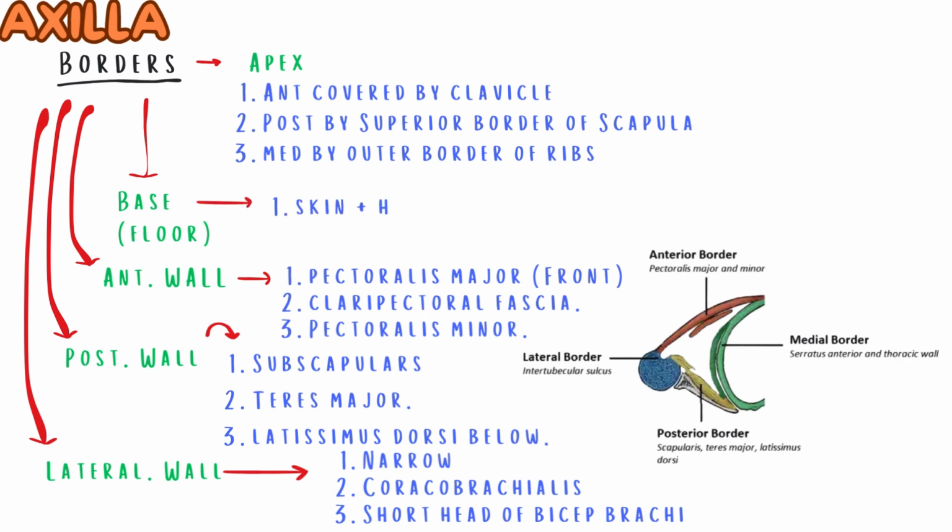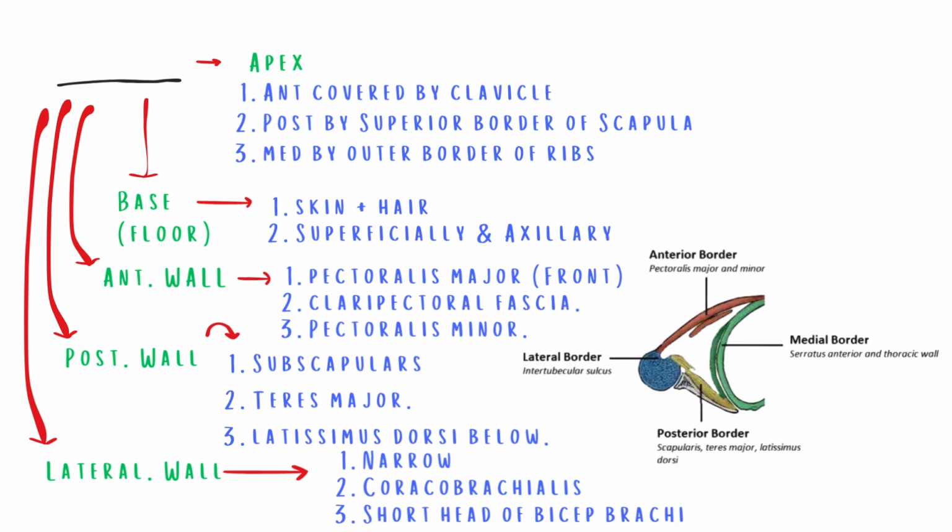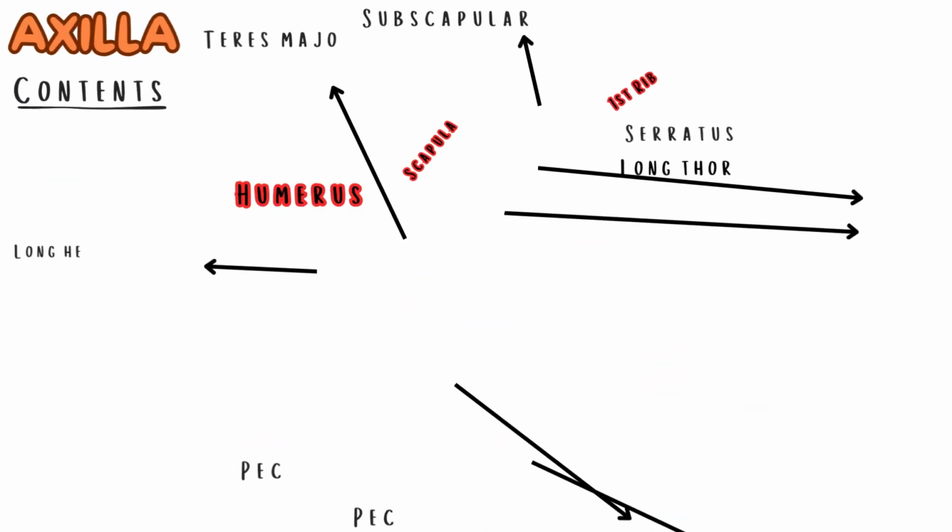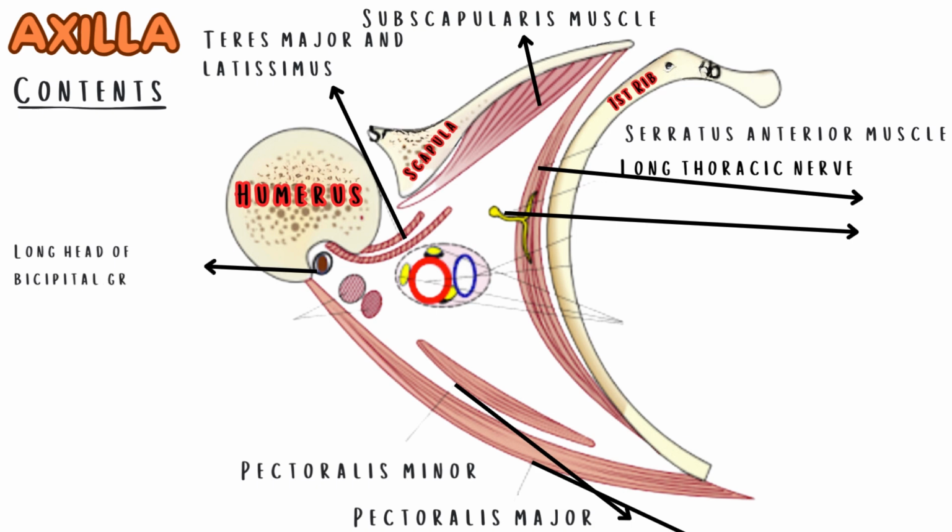Lastly, the base is superficially covered by the skin. The size and shape of the axilla varies with arm abduction. The apex decreases in size mostly when the arm is fully abducted, leaving the contents of the axilla at risk of compression. The next part which we will discuss is its contents.